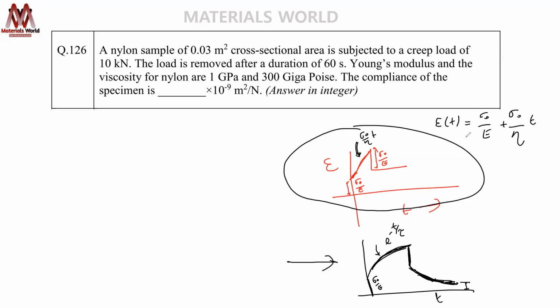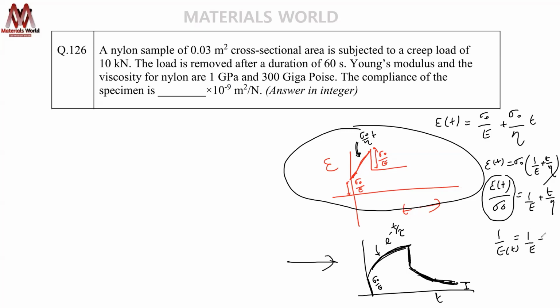You can use the expression for compliance here also. Epsilon of t by sigma naught equals 1 by E plus t by eta, and 1 by E of t is the compliance. So compliance is 1 by E plus t by eta.